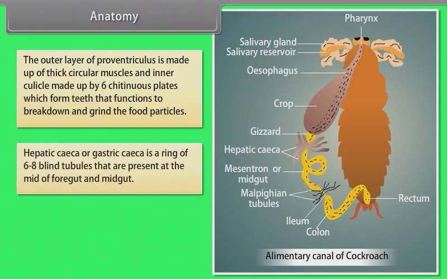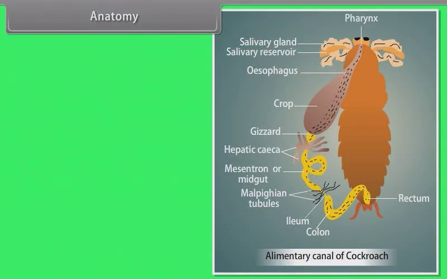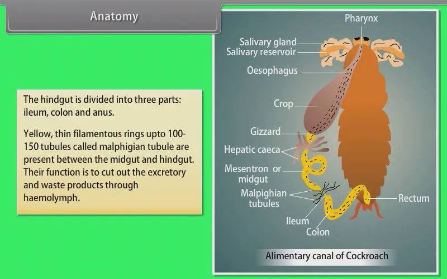Hepatic caecae or gastric caecae is a ring of 6 to 8 blind tubules that are present at the junction of foregut and midgut. Gastric caecae secrete digestive juices. The midgut and hindgut are long tubules with the hindgut wider than the midgut. The hindgut is divided into 3 parts: ileum, colon, and rectum. Yellow, thin filamentous rings of 100 to 150 tubules called Malpighian tubules are present between the midgut and hindgut. Their function is to cut out the excretory and waste products through hemolymph.